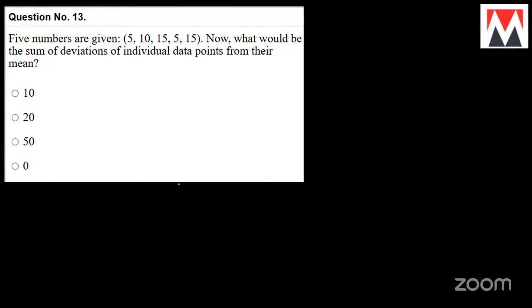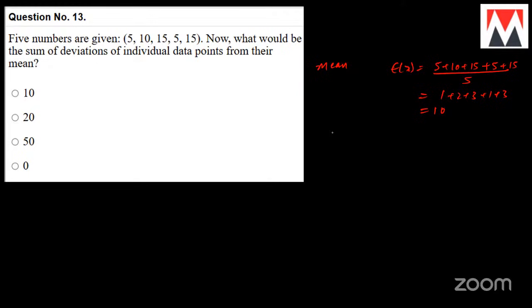So you have five numbers which are given as 5, 10, 15, 5, 15. Now, what would be the sum of deviations? So, what is the mean value? He's asking for deviation from the mean. The mean E of x is 5 plus 10 plus 15 plus 5 plus 15, divided by 5. So it is nothing but 1 plus 2 plus 3 plus 1 plus 3, times 5. So what is your mean value? It is 6 plus 4, 10.